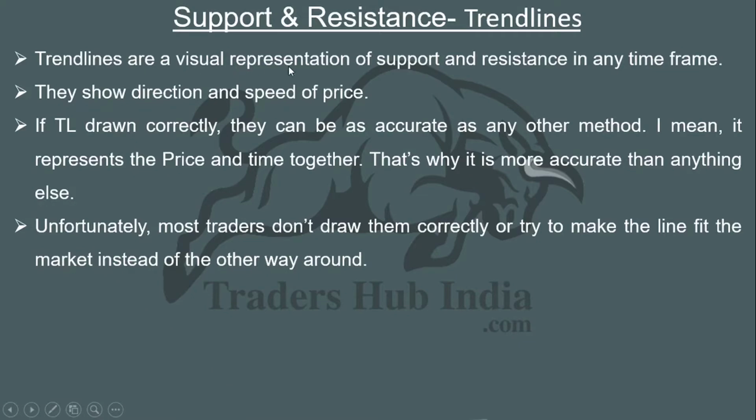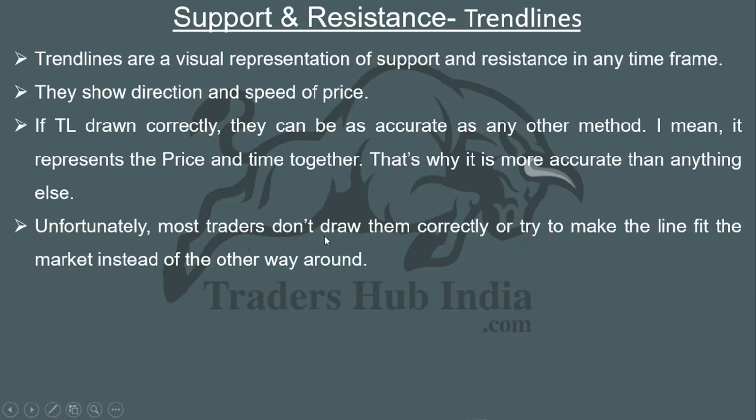Trend lines are a visual representation of support and resistance in any time frame. You can use these trend lines in any time frame to find the support and resistance for that particular time frame. They show the direction and speed of the stock price. If the trend line is drawn correctly, it can be as accurate as any other method. I mean, it represents price and time together. That's why it is more accurate than any other method.